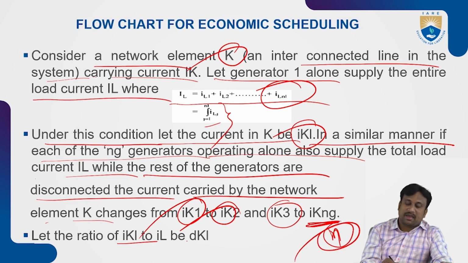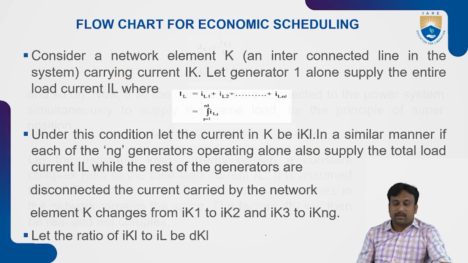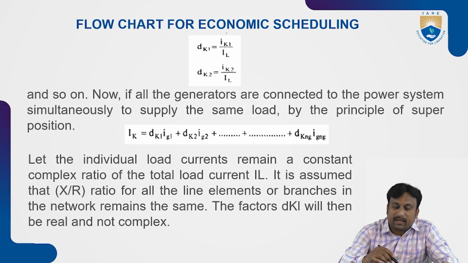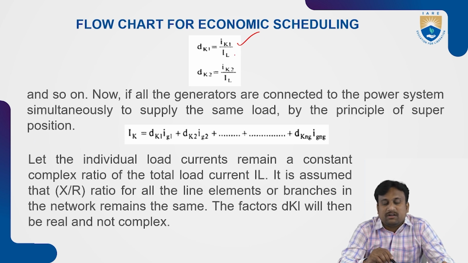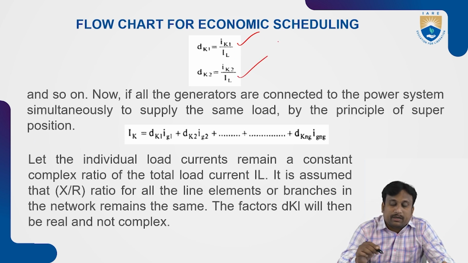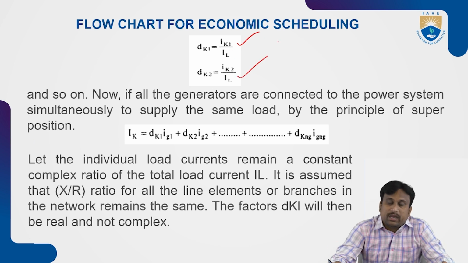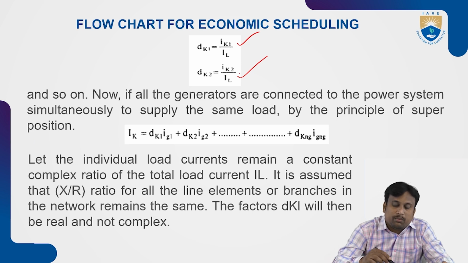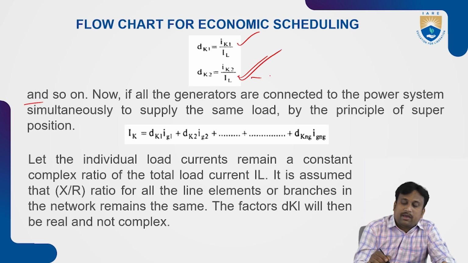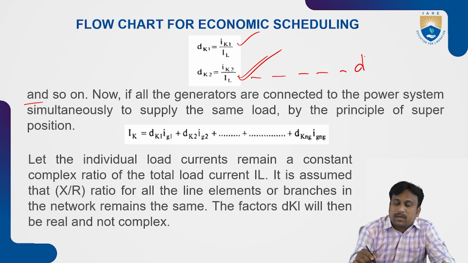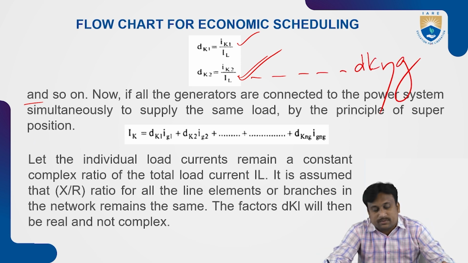Let the ratio of IKL to IL be DKL. Then DK1 equals IK1 by IL. This is the first condition. And coming to the second condition, that is DK2, that is IK2 by IL. So with this, it may go on up to DK for n number of generators.